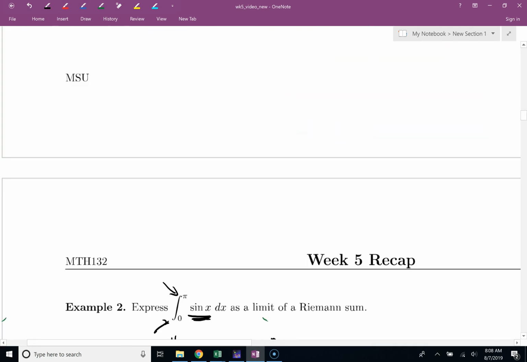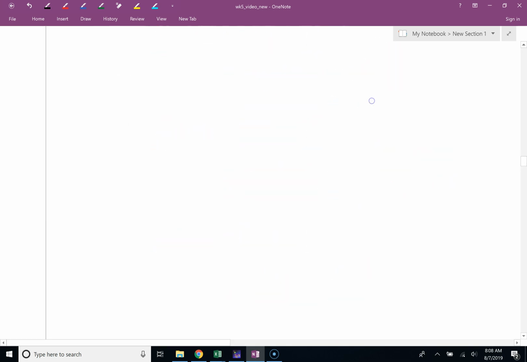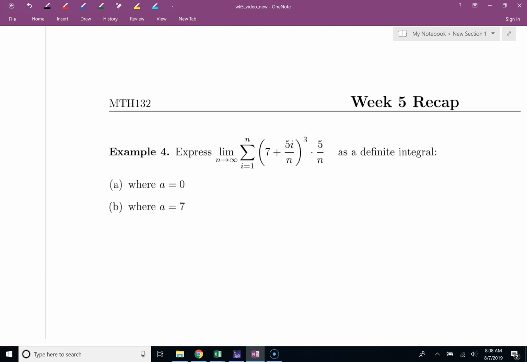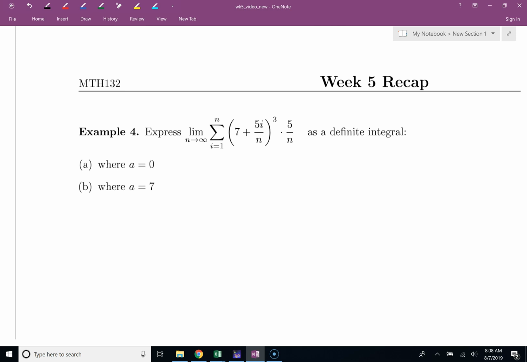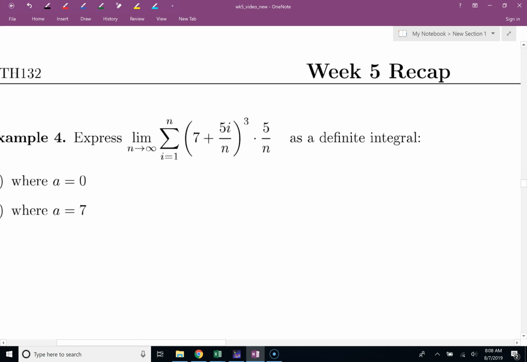All right, so with that, let's go ahead and move on to example number 4. Example number 4 is again about these Riemann sums, but now can we go this other direction? So this is some Riemann sum. Again, we have the limit as the number of rectangles goes to infinity, adding up areas of rectangles, and then we have these two pieces right here, and I'd like to go this other direction, right? Can I express this as a definite integral? And we're going to do it when a is equal to 0 and when a is equal to 7 and show how this changes things up a little bit.